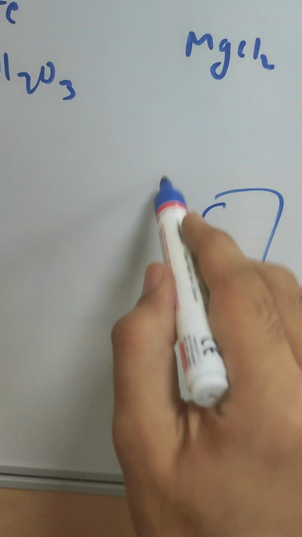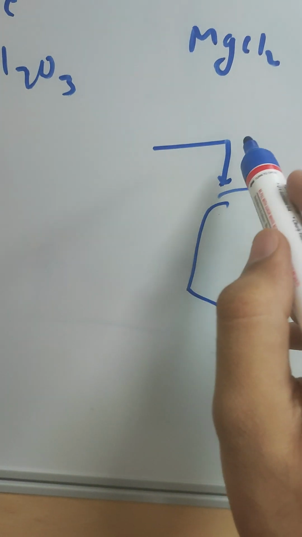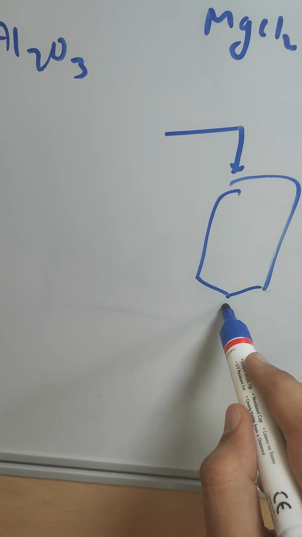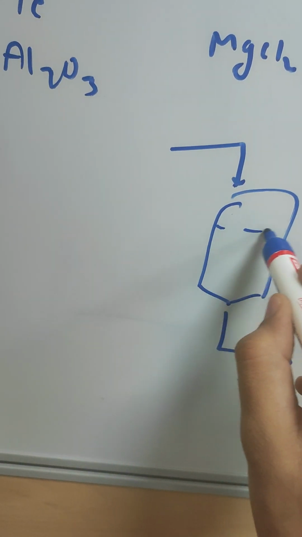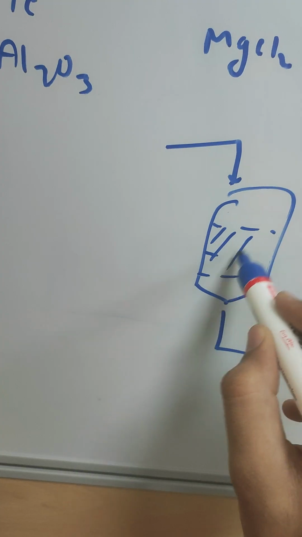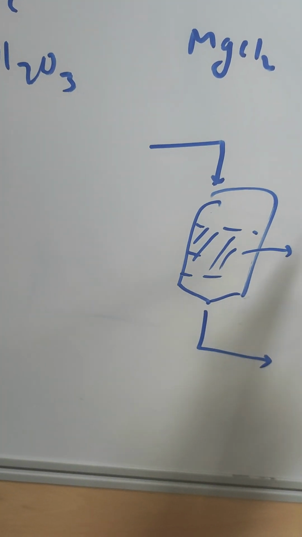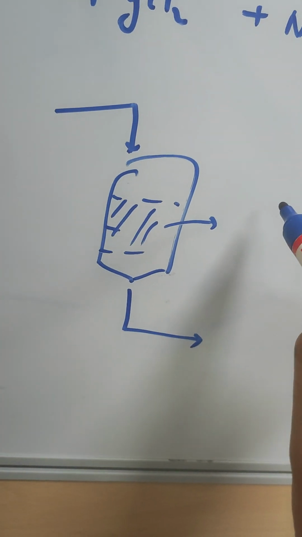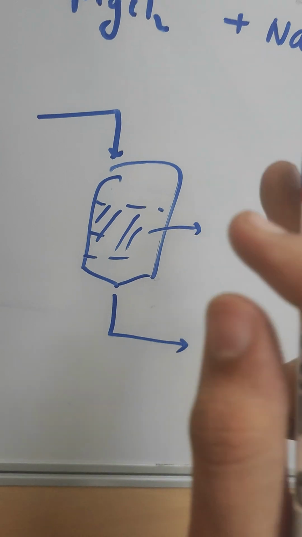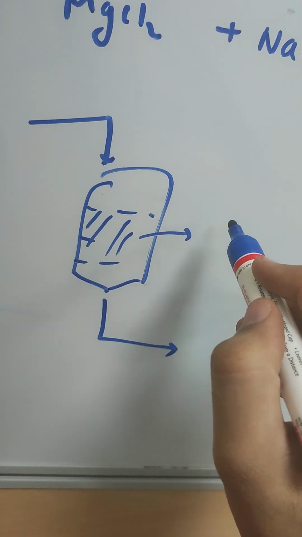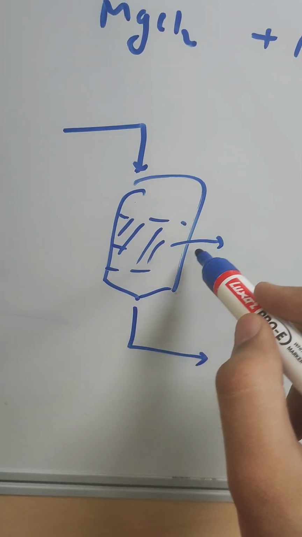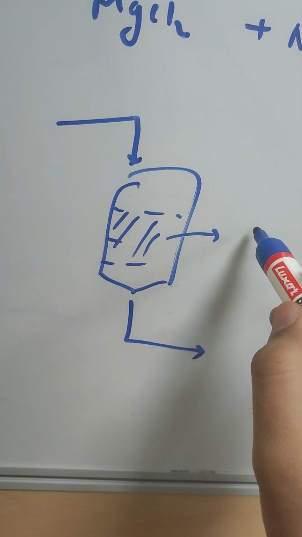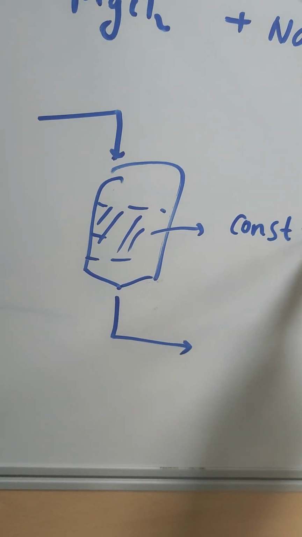So this is a filter. From the top we have brine which comes in and is circulated, and this is a packed bed type of reactor. We have 2 types of filtration, constant rate and constant pressure. Here the pressure changes, so this is not constant pressure filtration, this is constant rate filtration.